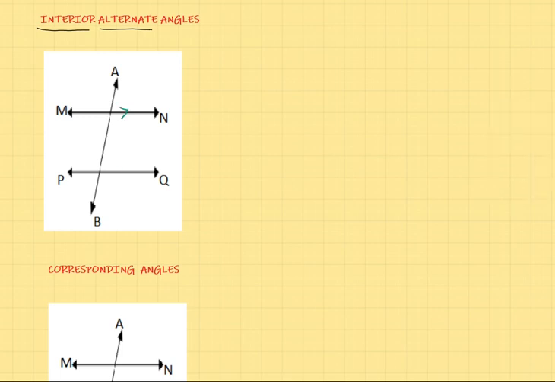पहले तो mark the parallel lines again. MN is parallel to PQ and AB is transversal. AB आपका transversal line है. अब याद रखना these all properties are applicable only on parallel lines.